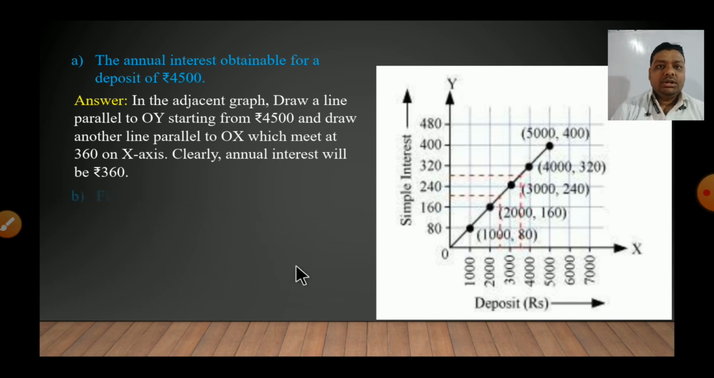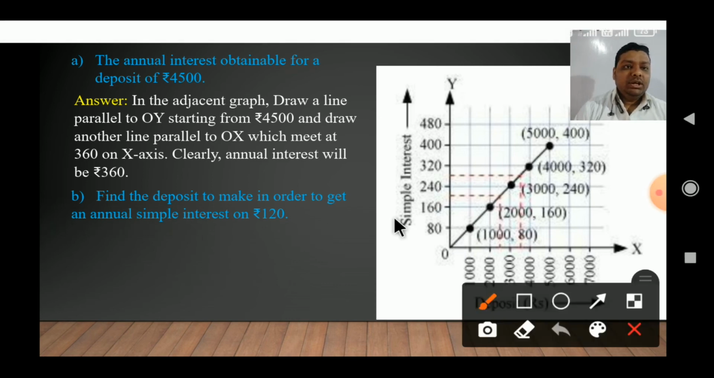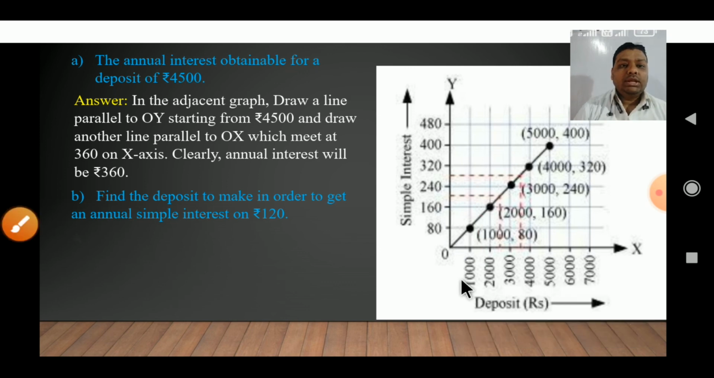Okay students, now the second question. We have to find the deposit to be made if the simple interest on it is rupees 120. Again, if you draw a parallel line, 120 will be in between 80 and 160. So if we draw a parallel line from OX which intersects here, and then draw a perpendicular, you can see that this point is lying between 1000 and 2000. It means it will be 1500, so 1500 will be the deposit.